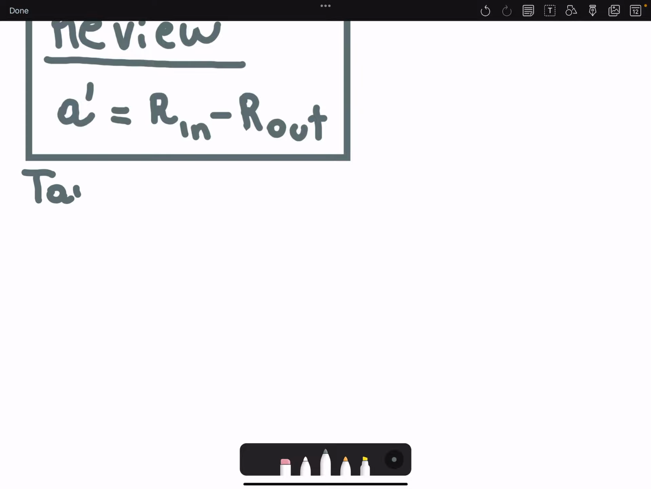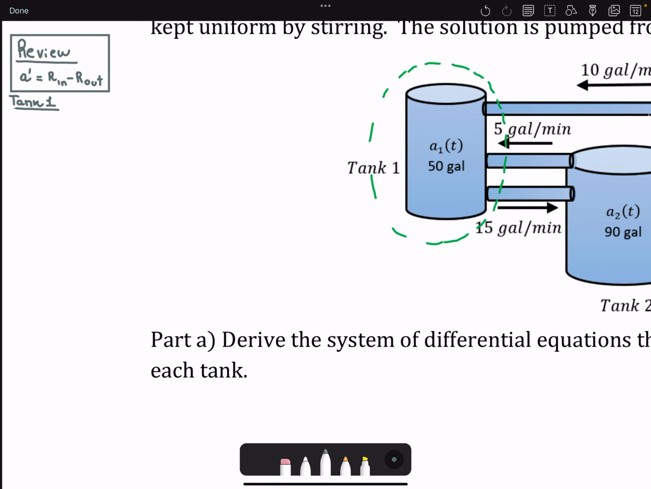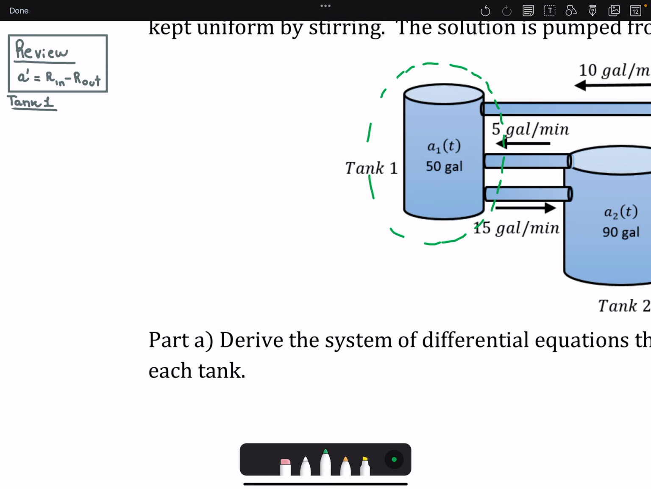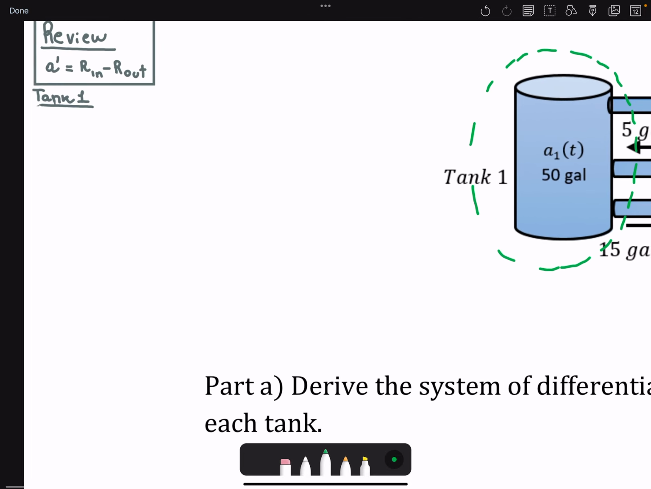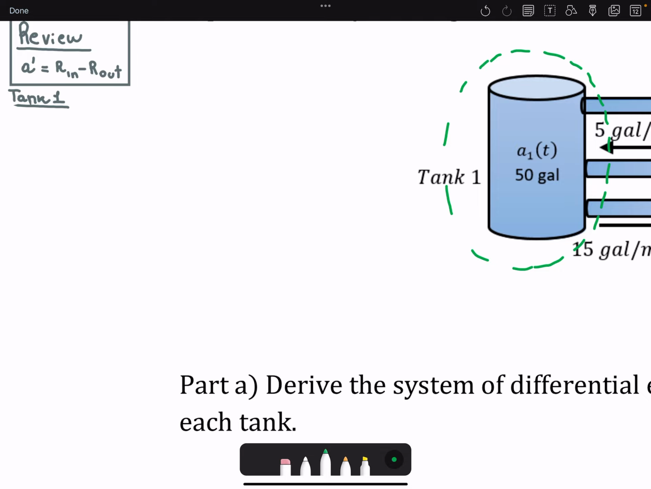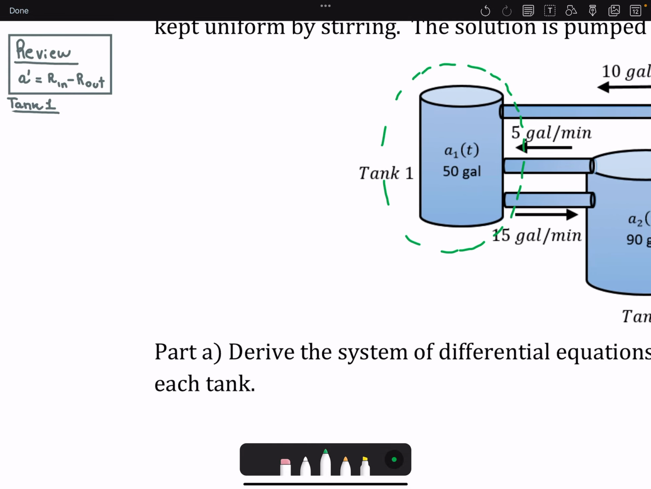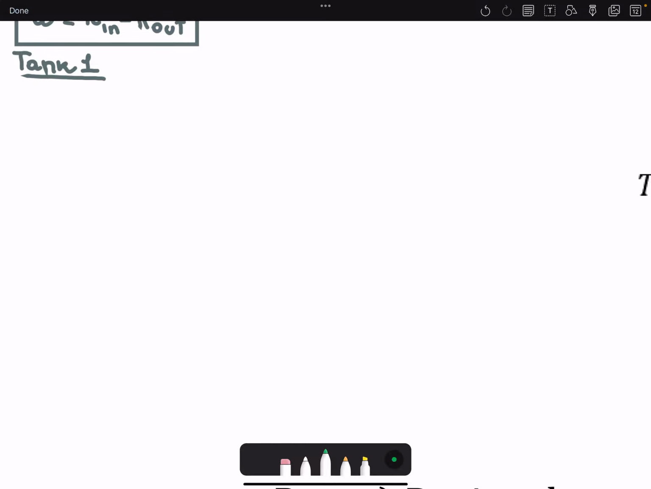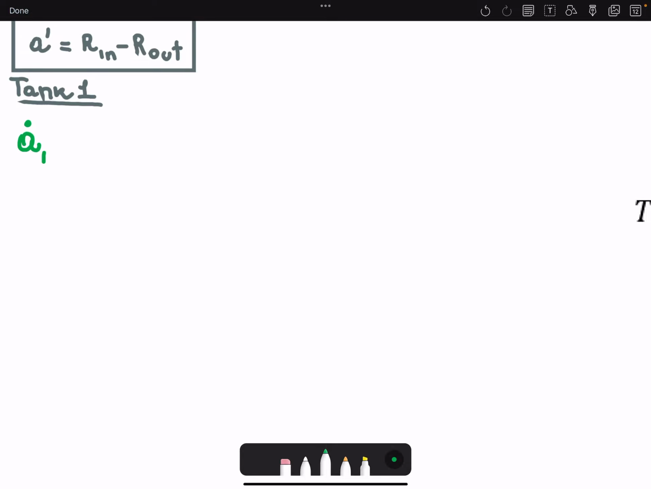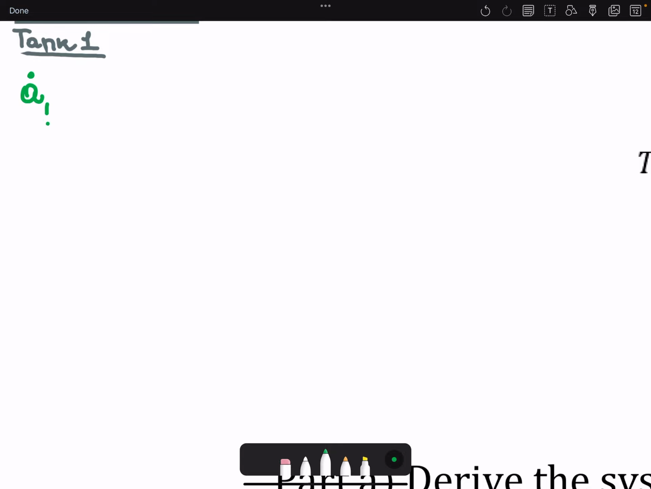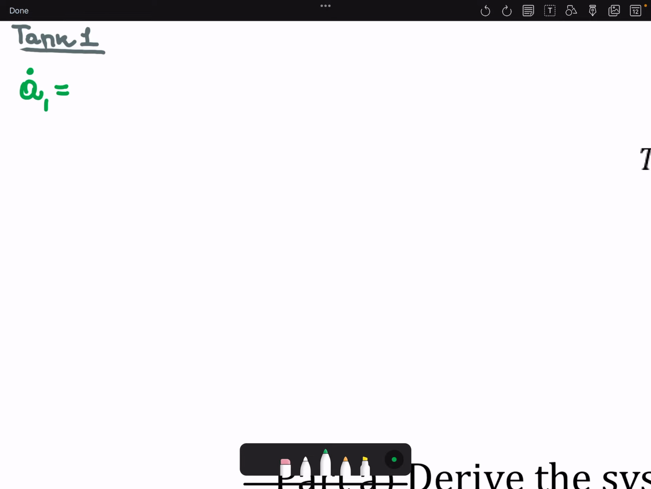Let's now start modeling from tank 1. So from tank 1, what are we going to get? Well, first of all, we switch to green, and then we're looking at this tank. Tank 1 is the amount of salt in tank 1 with respect to time. So I'm just going to put a little dot here, mixing notations. I like this notation because there's already a 1 here, and I don't want to confuse it with the 1 here. And that's going to be equal to the rate in minus the rate out.